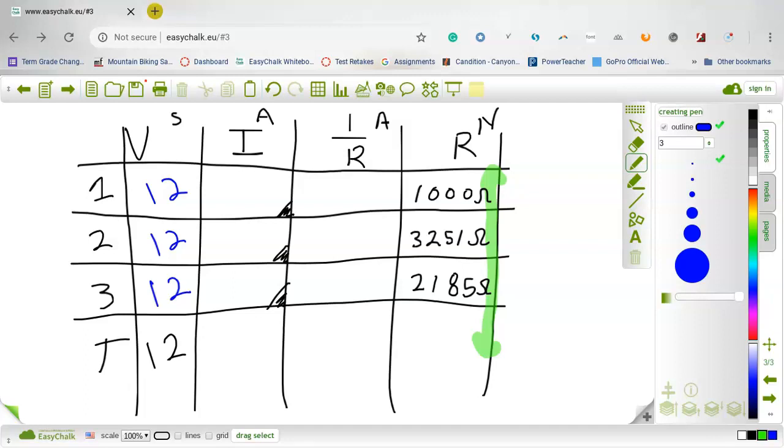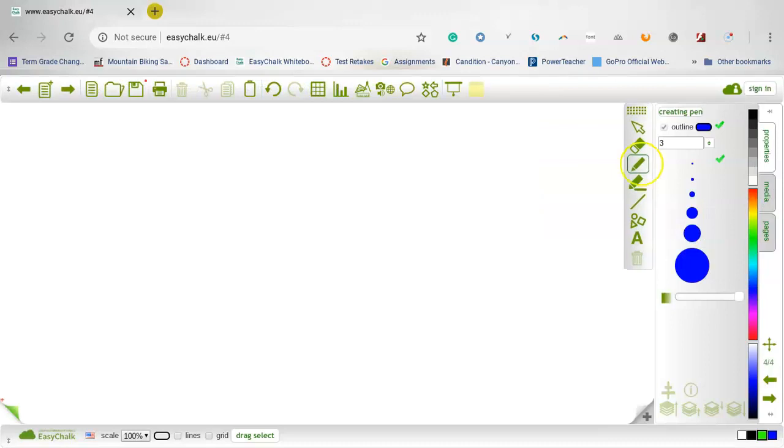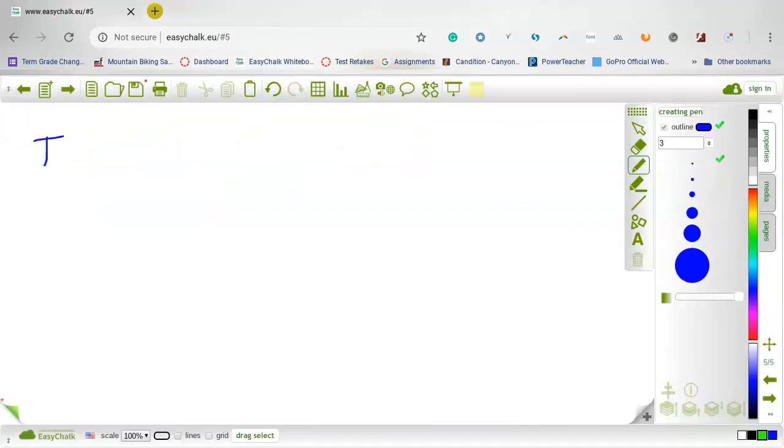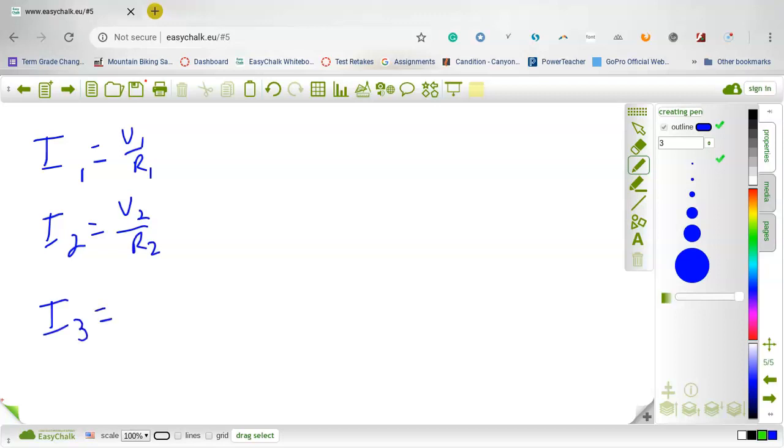So let's look at that. Let's see if we can do that. Ohm's law is V equals I times R. If we were looking for I, if you remember, we did this. Those cancel. That means I equals V over R. So I think we can say I1 equals V1 over R1. I2 would equal V2 over R2. And I3 would be V3 over R3.